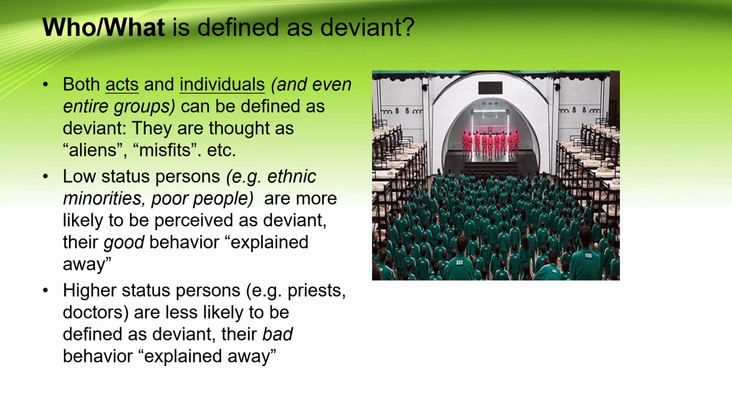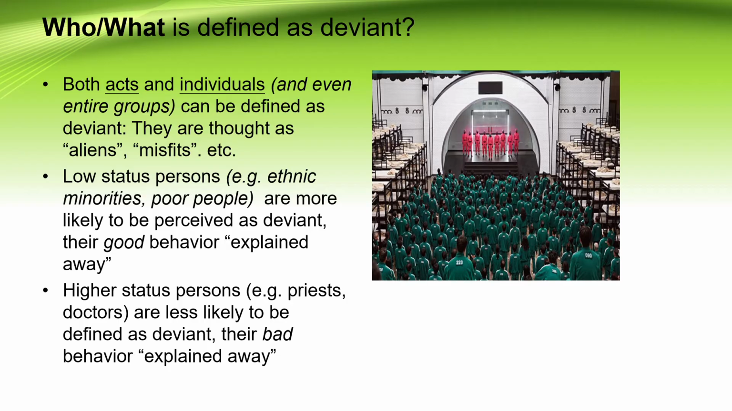Next, who or what is defined as deviant? Both acts and individuals and even entire groups can be defined as deviant. They are thought of as aliens, misfits, outsiders, rule breakers, etc. So let's take a look at the Squid Game, for example. In a micro perspective, we can say that each of the players in the Squid Game is considered deviant. Individually, they committed acts that were against the rules of the game as well as the norms of the society.